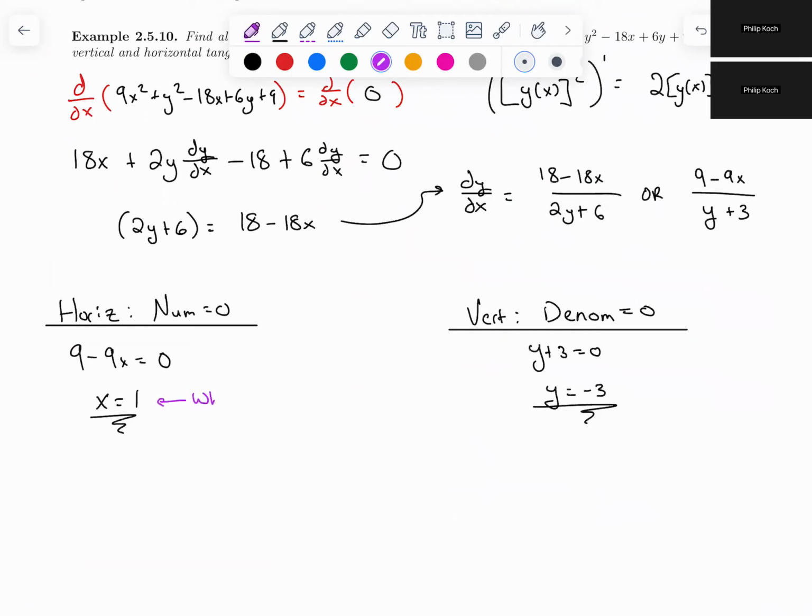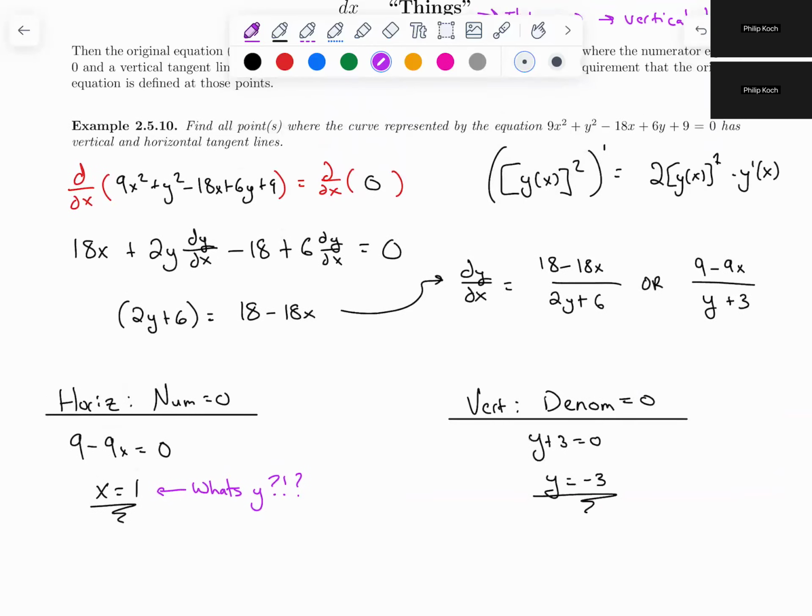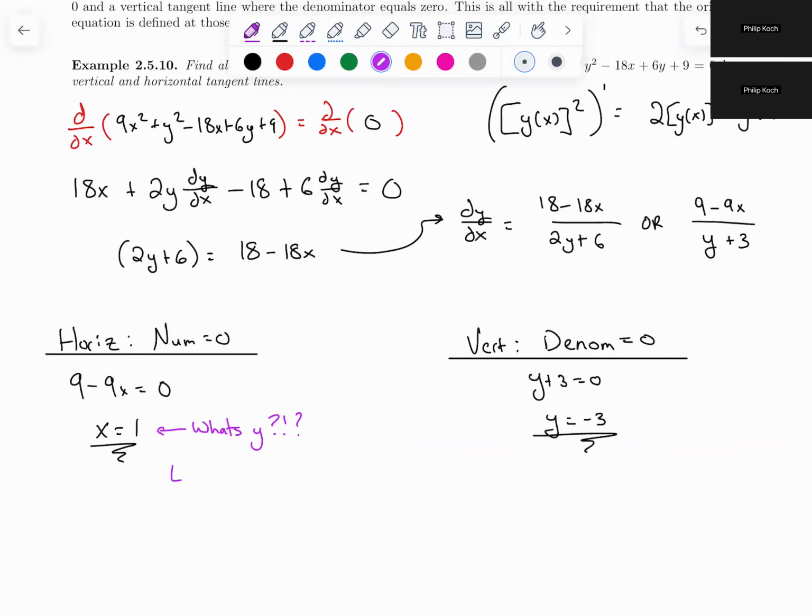Exactly right. What's y? Well, that's the X value for a point on our curve. And so all we need to do is plug that X value into the original curve to find the corresponding Y value or Y values. Plug X equals 1 into the OG equation.